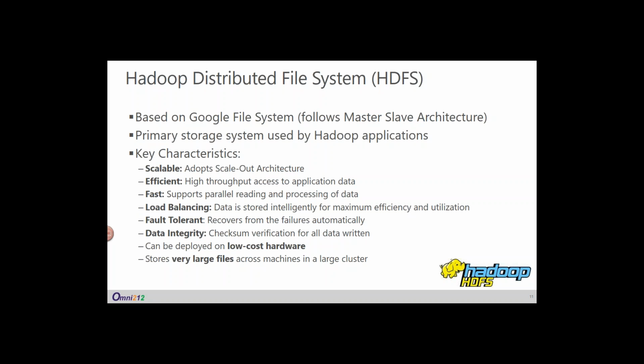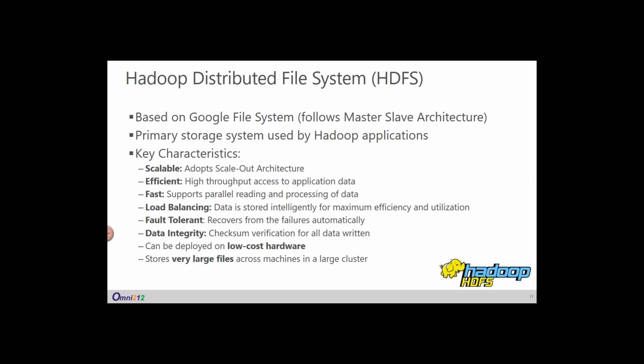The key characteristics of HDFS are as follows. It is scalable. It adopts a scale-out architecture, which means any number of new nodes can be added to the cluster at any time. It is efficient. It supports parallel reading and processing of data, which is often stored across multiple nodes. It is fast. It provides high throughput across the application data, which means processing will be faster.